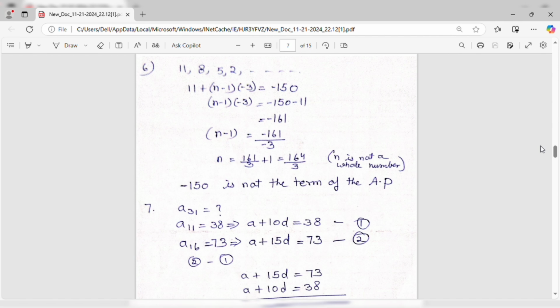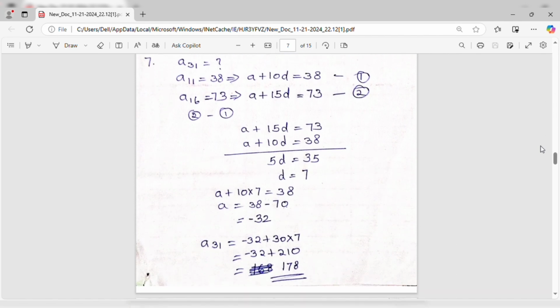of that AP. So for this AP, we will have a as 11 and d as minus 3, and we will put minus 150 as an, and after solving we will get n as 164 by 3, which is a fraction. It is not a whole number. So minus 150 is not a term of the AP.